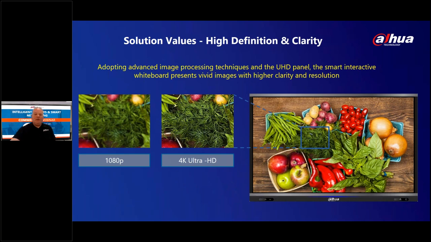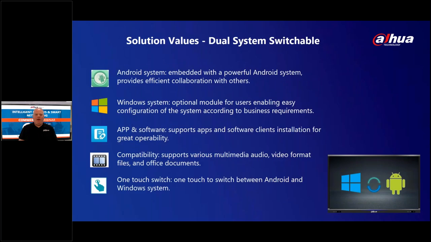We can also offer great clarity. It's not only high definition, it's 4K ultra high definition. So if you want to share information, it's very easy to do that. Not only is it important to have the ability to share good quality information, it's also important that we're able to provide different applications using, as I said, Windows as an example. We have an app that allows you to integrate. Windows is an option, Android is a standard, but the ability to provide these different interfaces makes it very key.